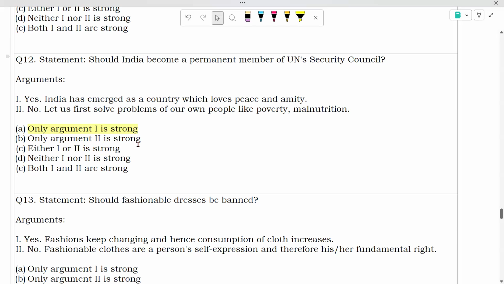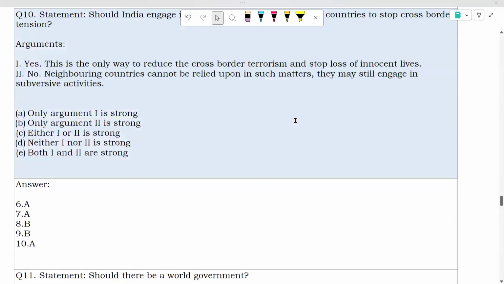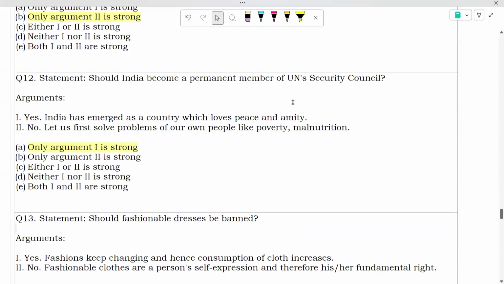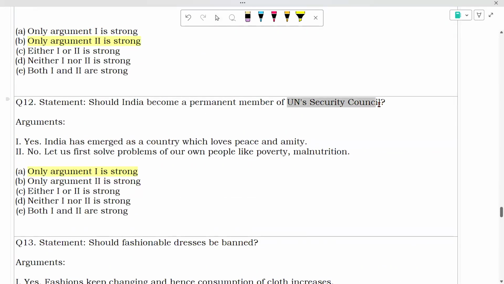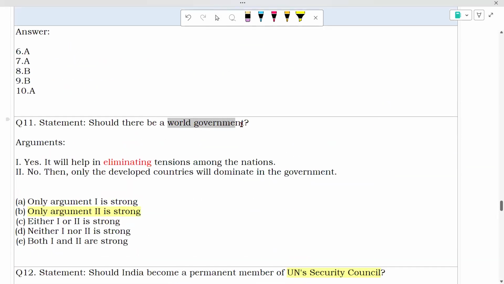Sir, I have a question. So all this reasoning, apart from added information that we know, we only need to know the context. Let me give you one example. Like the context of UNSC, you should be knowing the context somewhat. Now here also you should be knowing the context somewhat. What will happen if a world government will come to the thing?